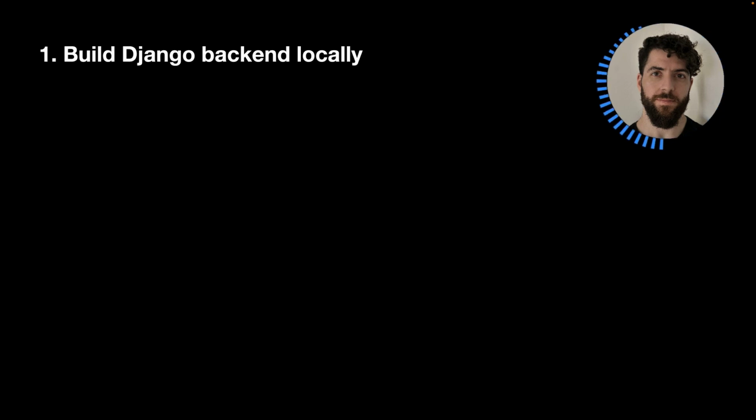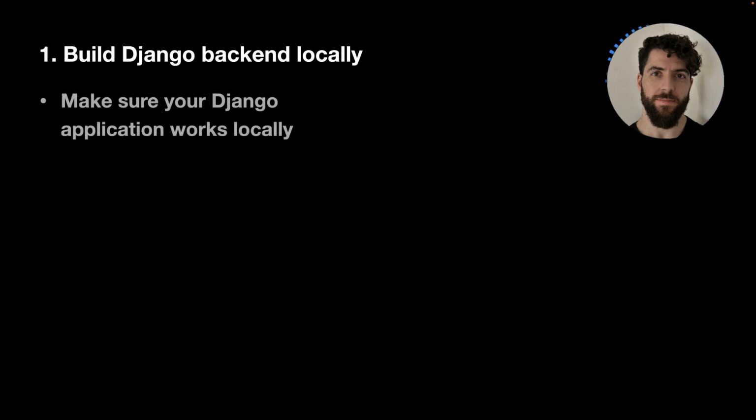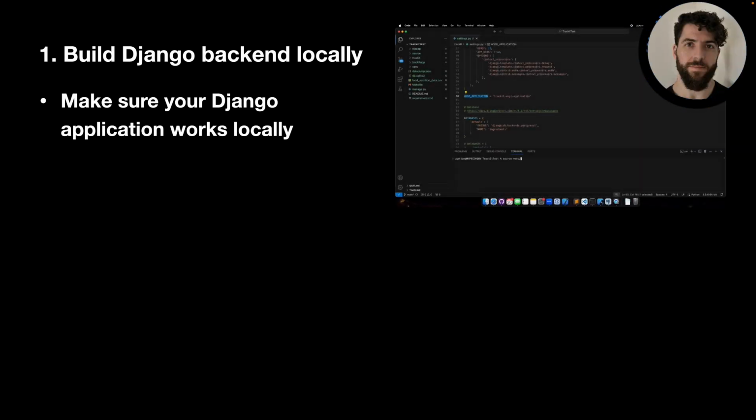So first, we'll be building our Django backend locally, which we've been doing the last 3 videos, but as a recap, you need to make sure that our Django application works locally. And so here I am testing it out locally with my virtual environment, and I'm just going to run the server and verify that everything works.